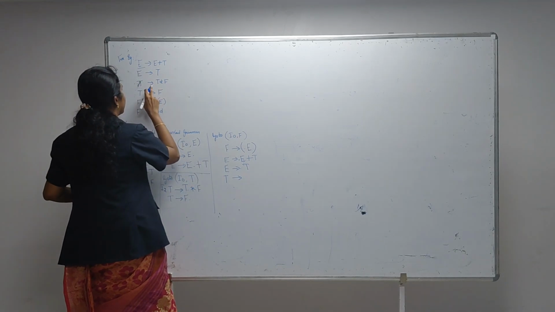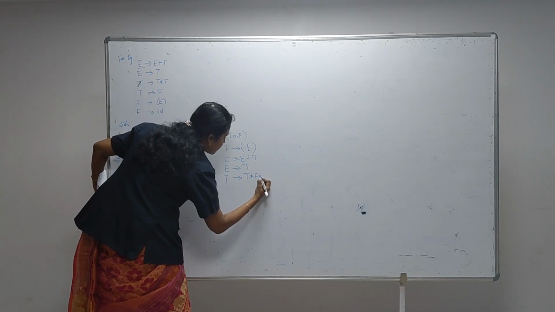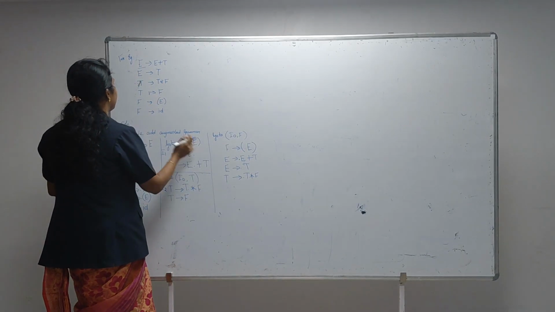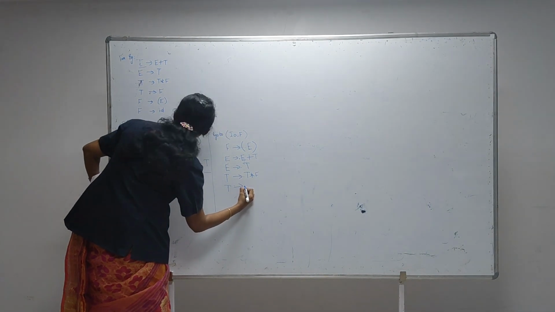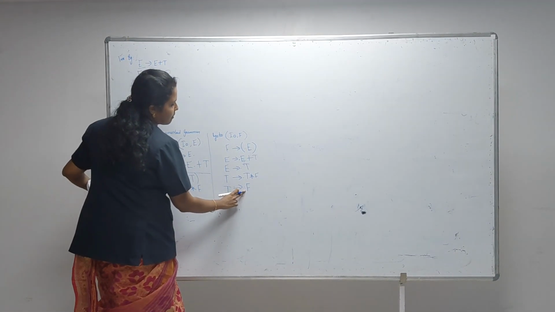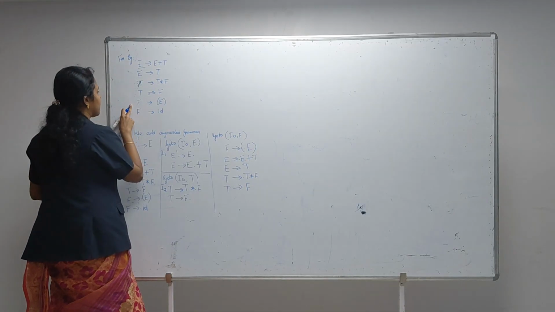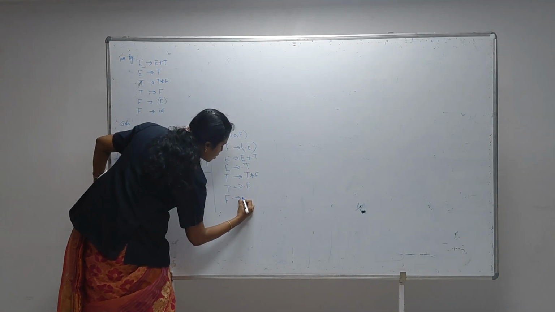So what is the production of T here? T tends to dot T star F. And again it starts with the non-terminal T, so we will have another production of T: T tends to dot F. If you see, again we have the non-terminal F. For F we already have the productions. So F tends to dot.